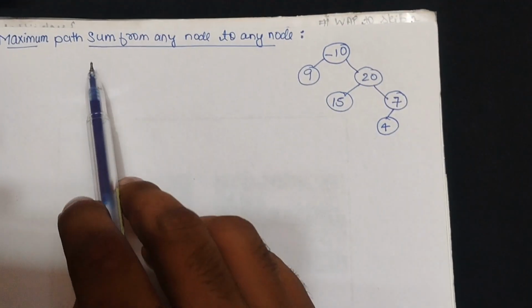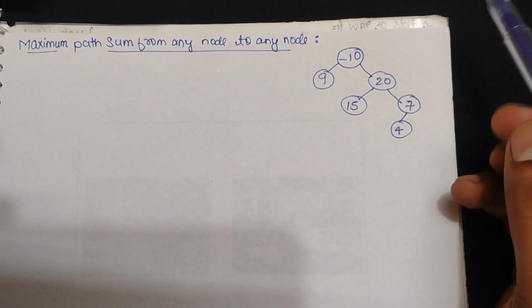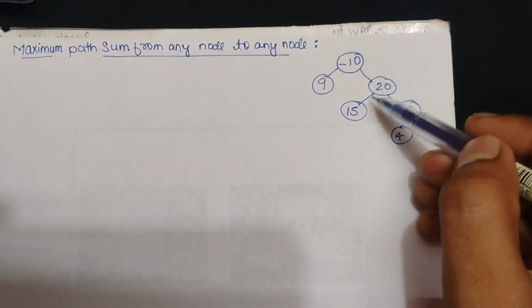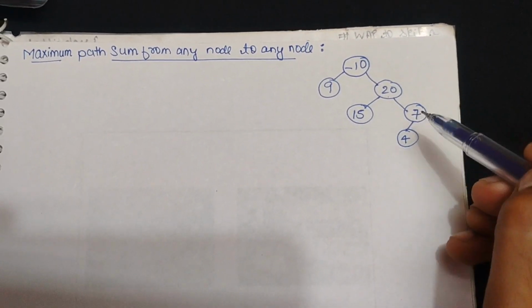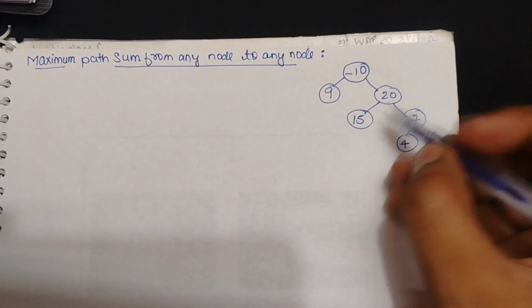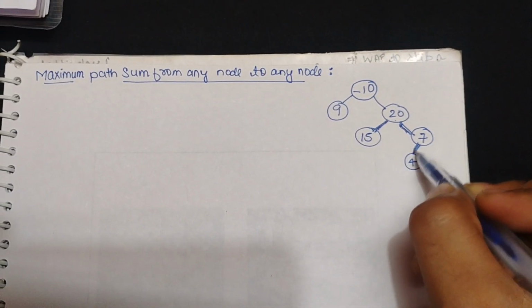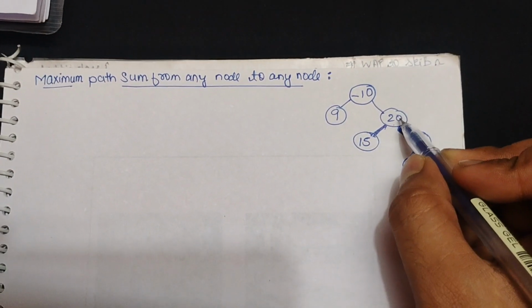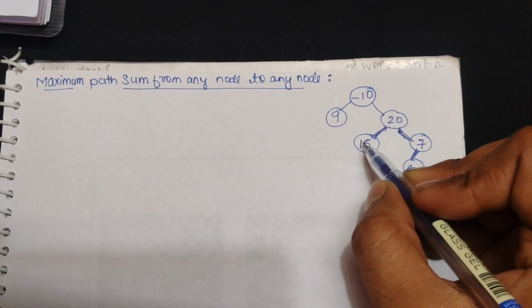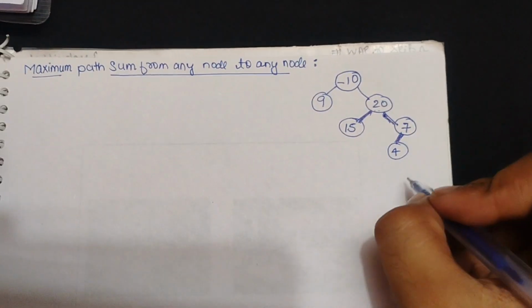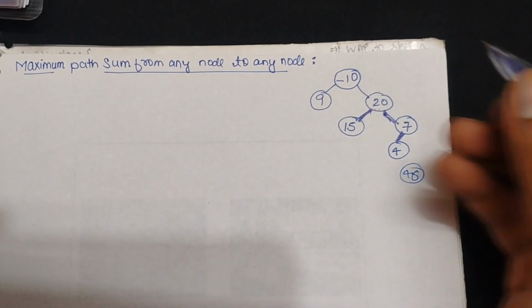Here the question says that we have to find the maximum path sum. That is, we have to calculate the sum of these nodes and find the maximum path sum. Here I can clearly see the maximum path can be this. I'll highlight that path. This can be the maximum path, having the sum as 20 plus 15, 35, 39 and 46. This path gives 46.